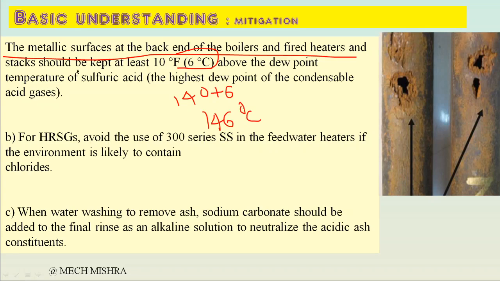For HRSGs, avoid the use of 300 series. For heat recovery steam generators, we have to avoid the 300 series because the feed water heater has chlorides, and that will cause chloride stress corrosion cracking. Also, sometimes in the process we do water washing to remove ash, solids and carbonates, and a final rinse with alkaline solution to neutralize the acid. So when we do water washing, we have to neutralize the acidic components with an alkaline wash prior to taking the equipment in line.